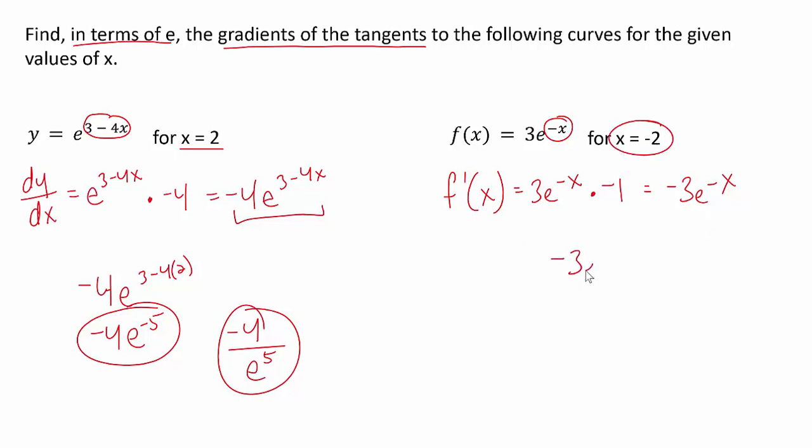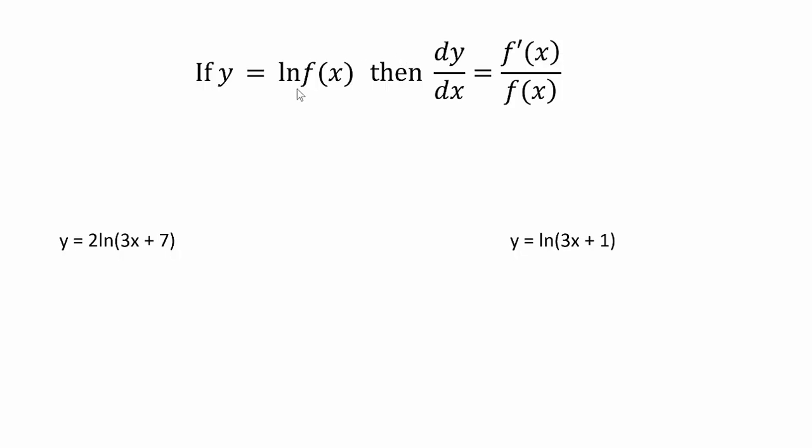So negative 3e to the negative 2 simplifies to negative 3e squared. And that's in terms of e, because we don't need to use a calculator for it. That's my answer. That's the slope of the tangent at negative 2. Okay? All right, now let's look at our natural log rules.